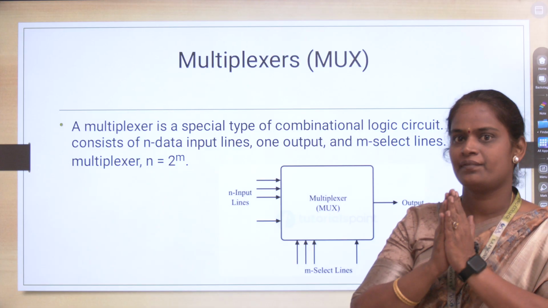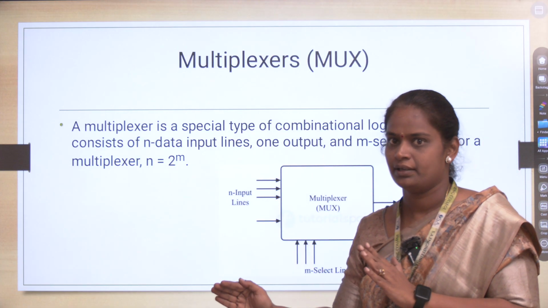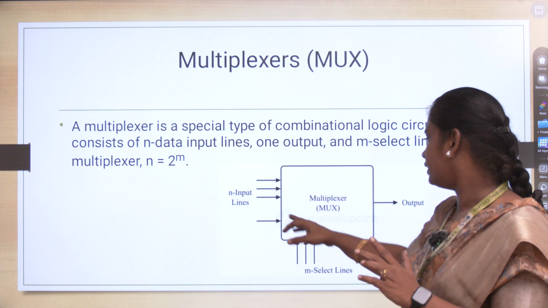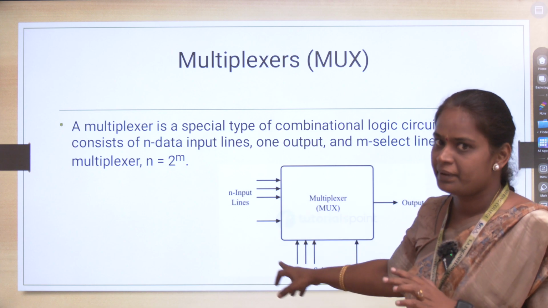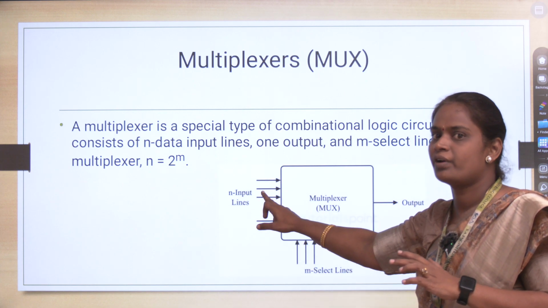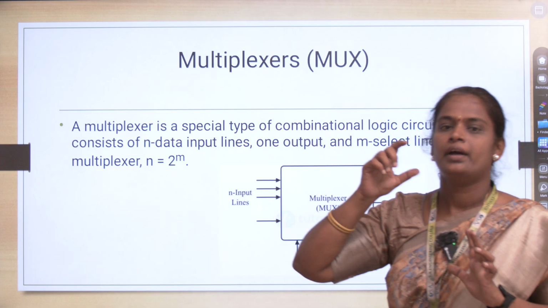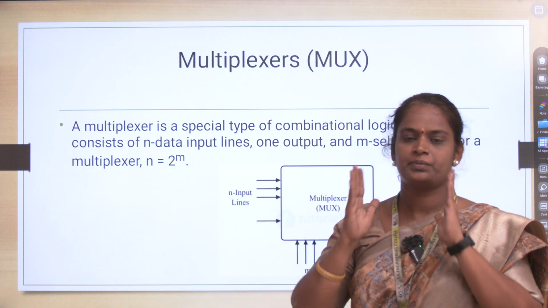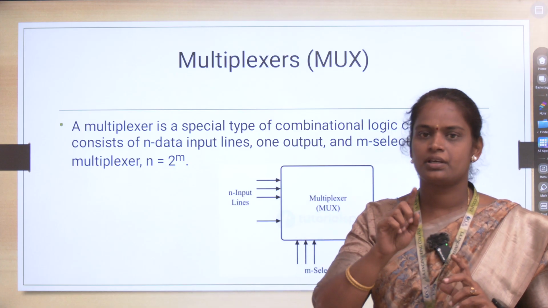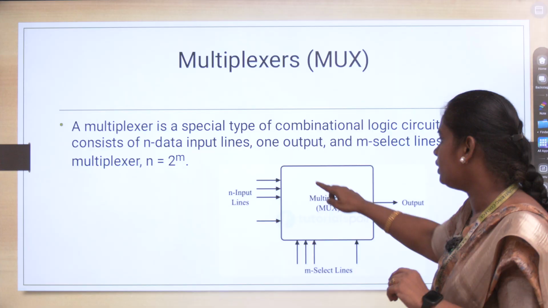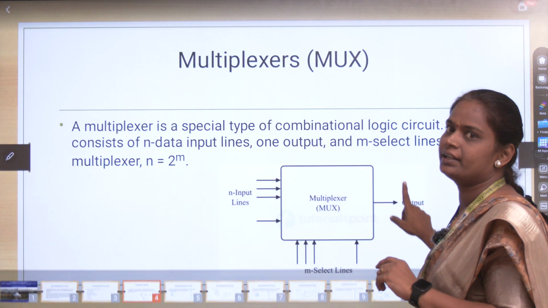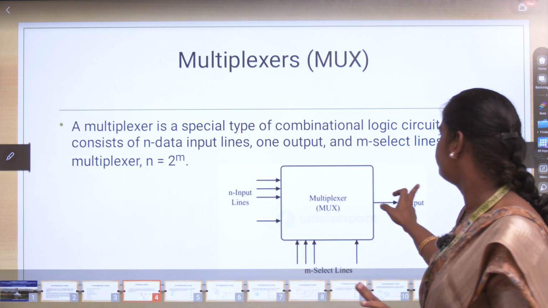Depending upon the selection lines, the output will be displayed. That is, here the selection lines will be here. So depending upon the selection line only, any one of your inputs is connected with the output. Okay, multiple inputs into a single output. This is the concept of the multiplexer.